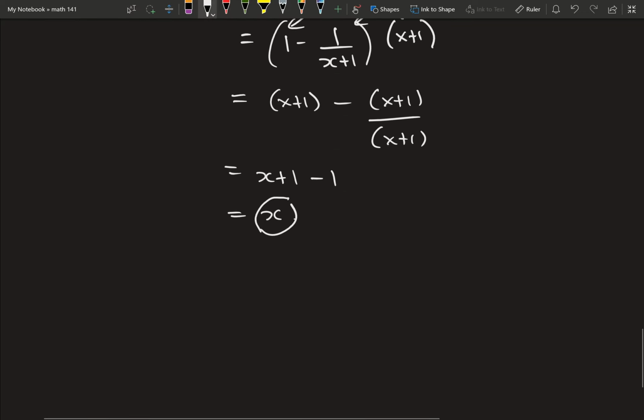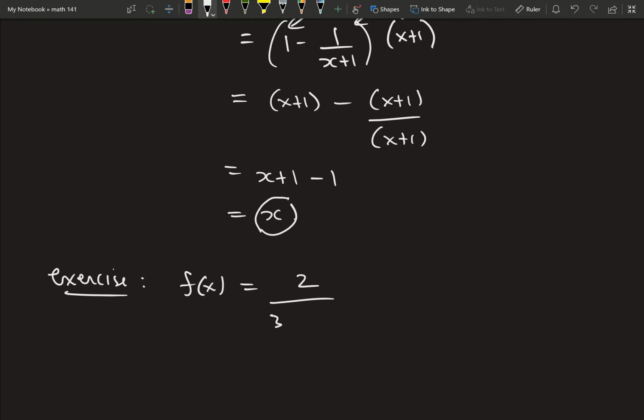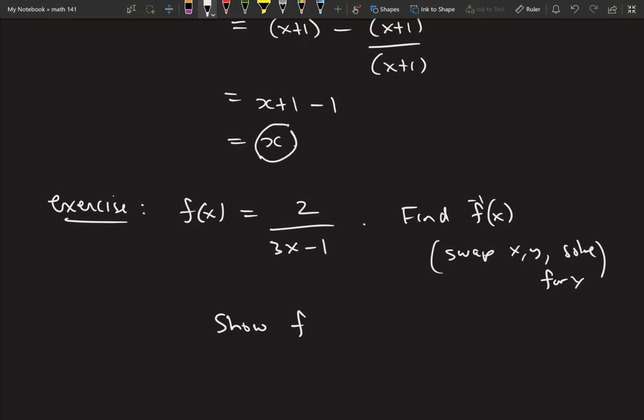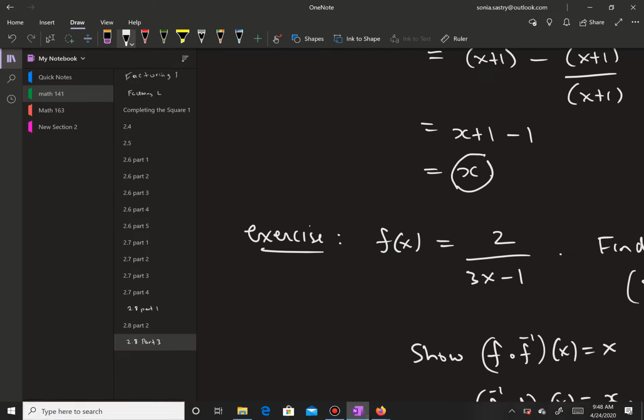Okay, so I'm going to leave you here with an exercise. So suppose f of x is equal to 2 over 3x minus 1. So your goal is to find f inverse of x, and you're going to swap x and y. You're going to solve for y after the swapping. That's how you're going to do that. And then go ahead and show that f of f inverse of x is x, and show that f inverse of f of x is equal to x as well. Okay, we'll stop here for now, and we will continue next time.